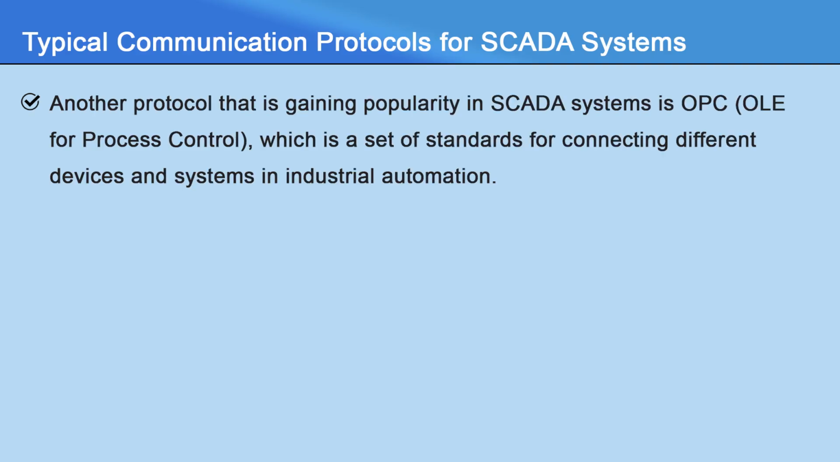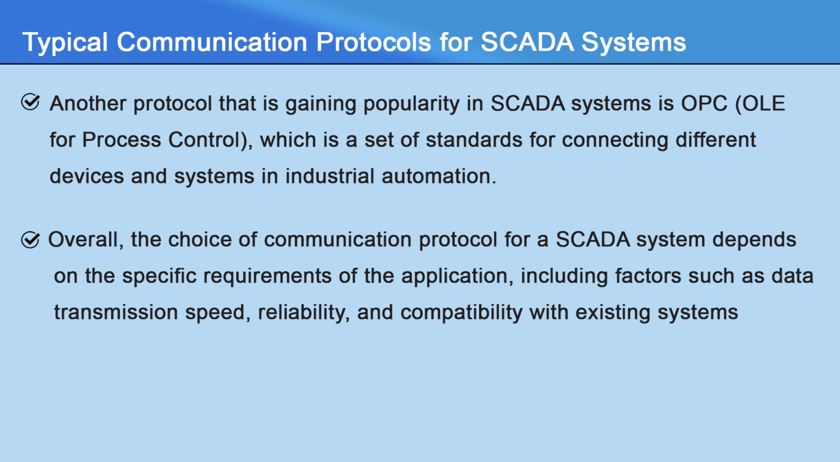Another protocol that is gaining popularity in SCADA systems is OPC, OLE for Process Control, which is a set of standards for connecting different devices and systems in industrial automation. Overall, the choice of the communication protocol for a SCADA system depends upon the specific requirements of the application, and factors like data transmission speed, reliability and compatibility with existing systems.